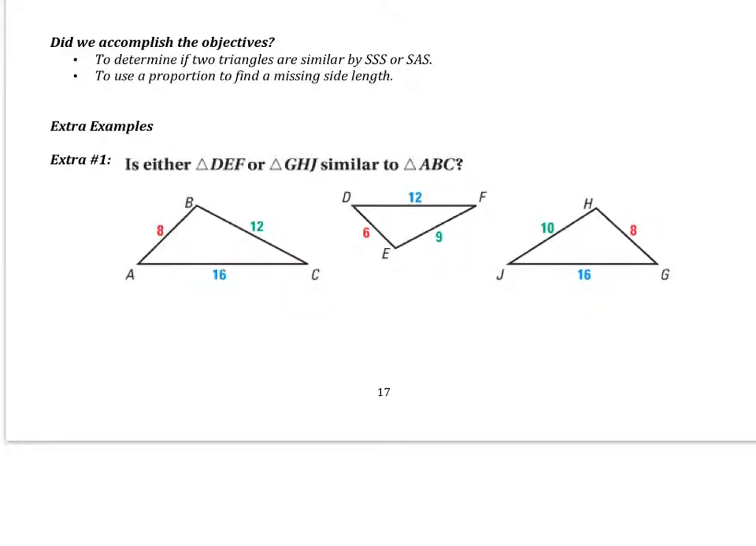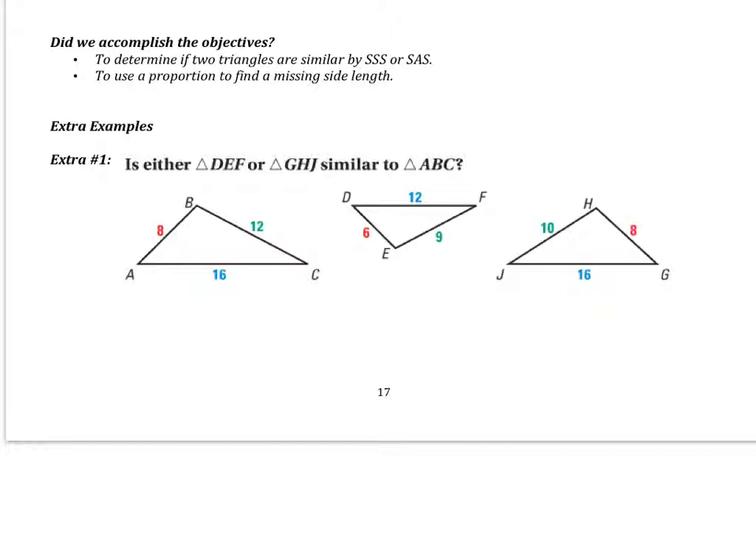Hello geometry students. We are going to start today by going over that last example that you had to do in the video and a few other extra examples. So we're going to start with extra example number 1, which is on the bottom of page 17. It says, is triangle DEF or triangle GHJ similar to triangle ABC? Right now I want you to take out your packet, turn to page 17 and go over these with me.